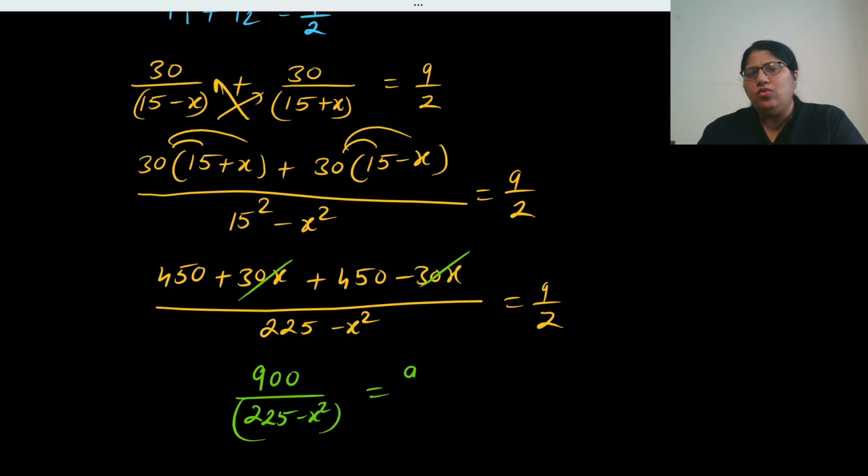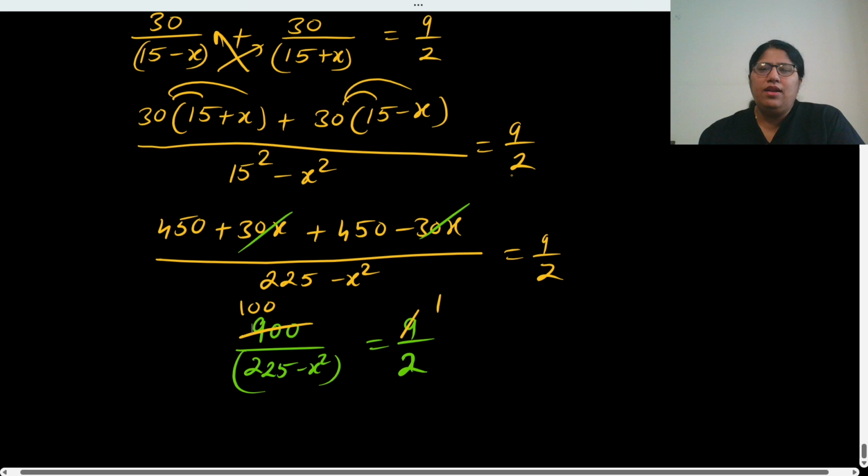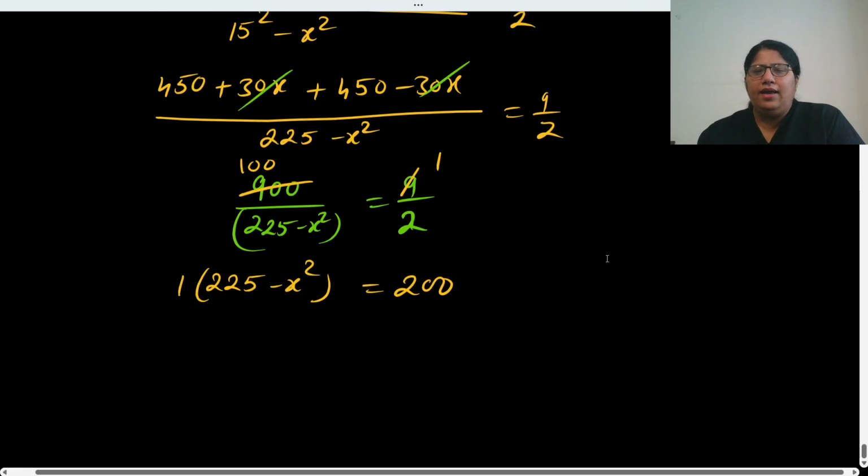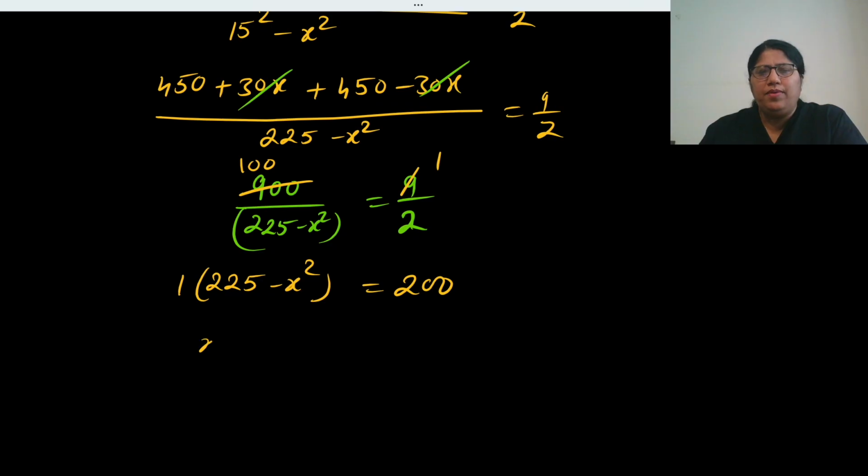You can do one more thing here. Whenever there are common values in the numerator and denominator, you can cancel: 9 ones are 9, 9 hundreds are 9, to get the simplest form. Now after this you can do cross multiplication. It will become 1 times (225 minus x square) is equal to 200, right? And if I get the simplest form, it will be x square. We are not having any x term left, right?